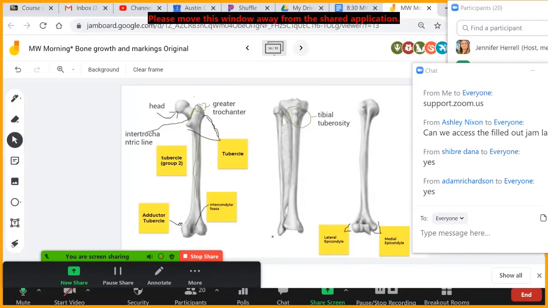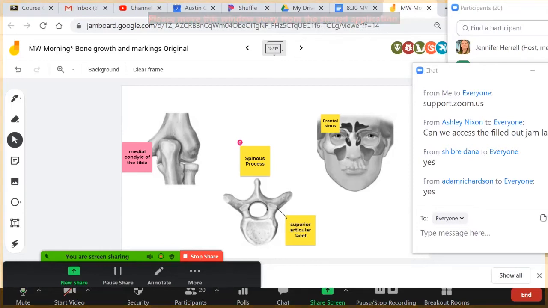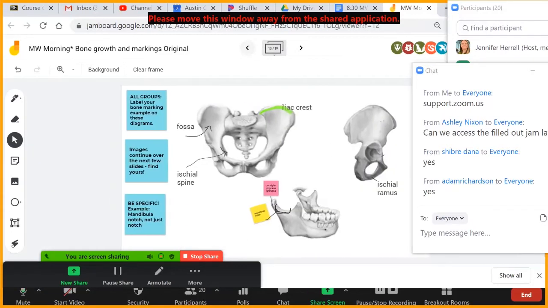Group 3, where did you guys label a facet? There's one. Boom. So see this on the vertebrae, the superior articular facet. This is going to be where this vertebrae connects to the vertebrae above it. So when this next vertebrae sits on top of it, it will sit against those little facets right there. So it makes a nice smooth area for connecting two bones. Okay. So a flat little dish.